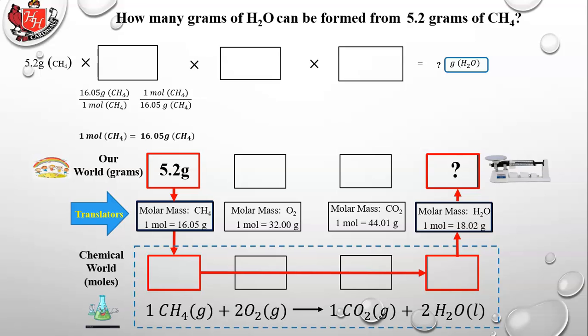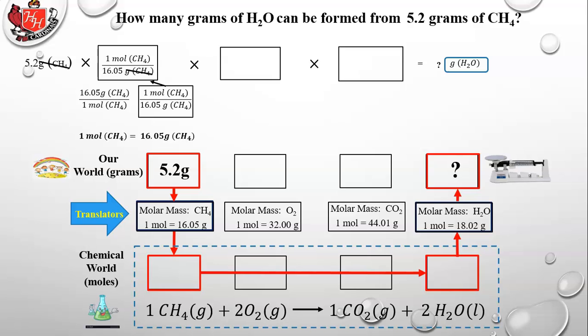16.05 grams of CH4 for every 1 mole of CH4. That's a true statement. There's 1 mole of CH4 for every 16.05 grams of CH4. That's a true statement. But only one of them is going to help you here. So think about it. Which one are you going to put up there in that box? You need grams of CH4 to cancel. So you need it on the bottom of the conversion factor. So you're going to use that one. So we're going to put that one up here. And now we're going to cancel grams of CH4 with grams of CH4.